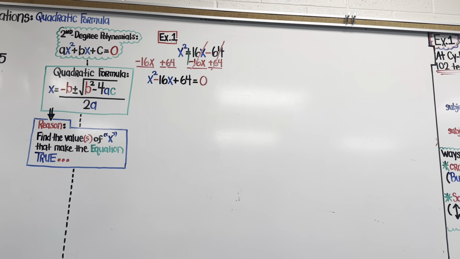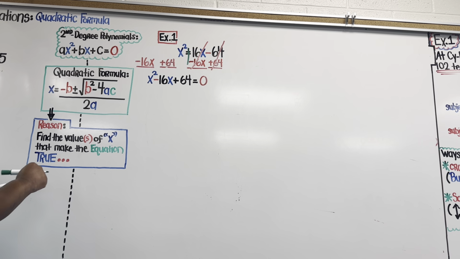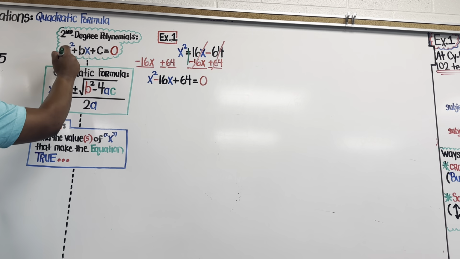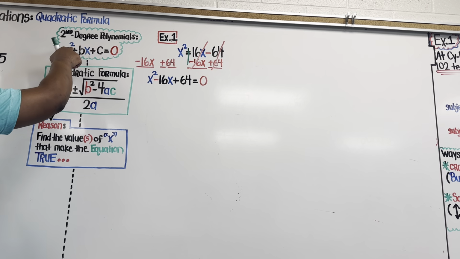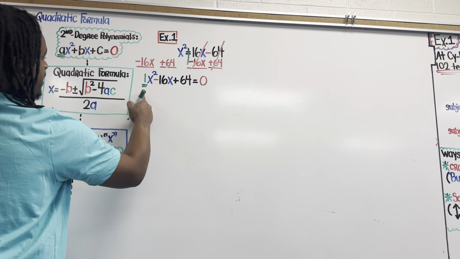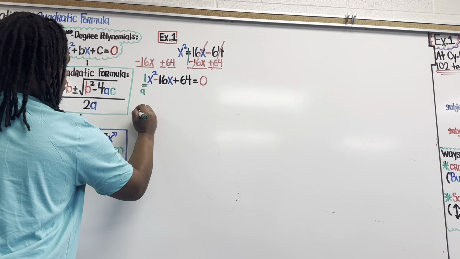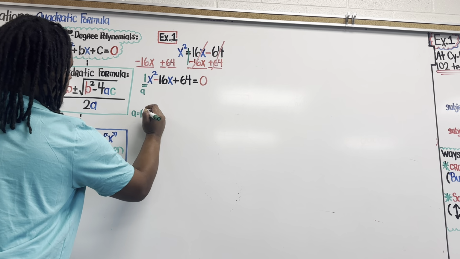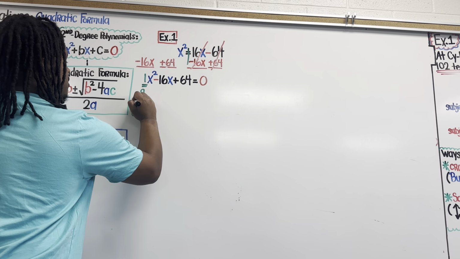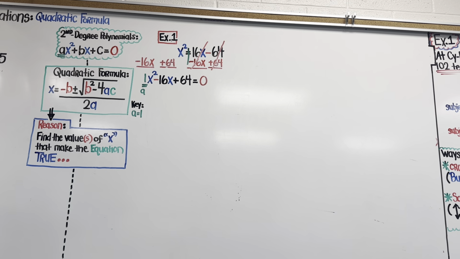The reason why we want to do that, guys, is because we clearly want to see the coefficients that are attached to the variables of x, and then the constant c. The a coefficient is the value that's attached to x to the second power. In this case, it's actually 1, because x squared is just like saying 1x squared. So I'm going to put a equals 1. It's good to create a little key of values because we're going to have to plug these values into the quadratic formula.